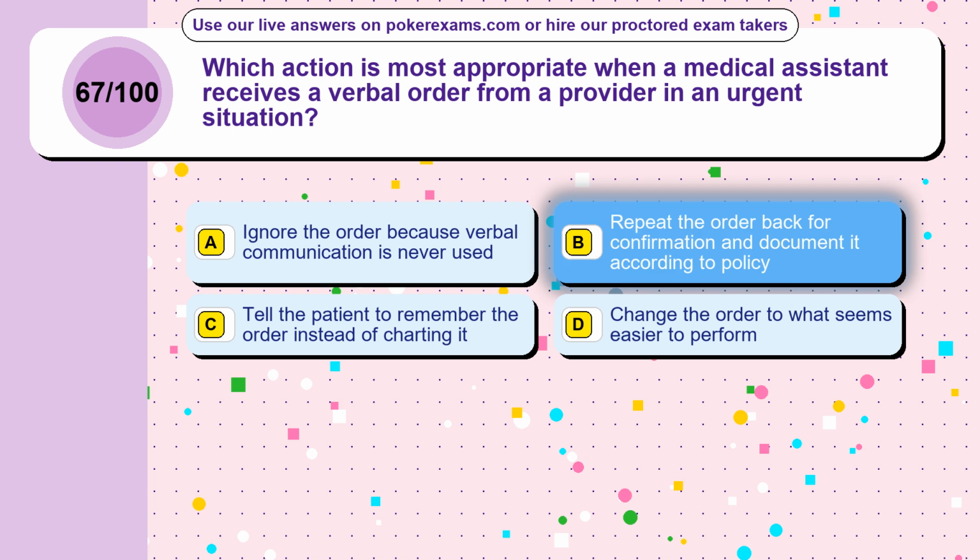The correct answer is option B. Repeat the order back for confirmation and document it according to policy.